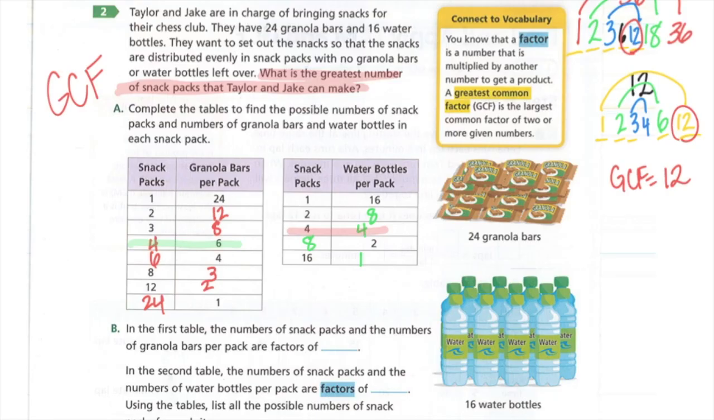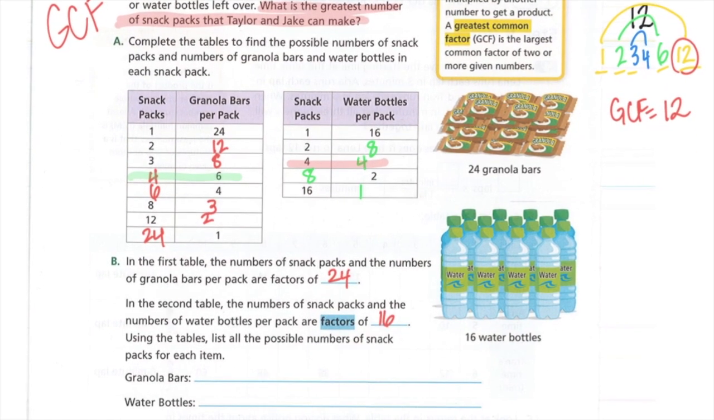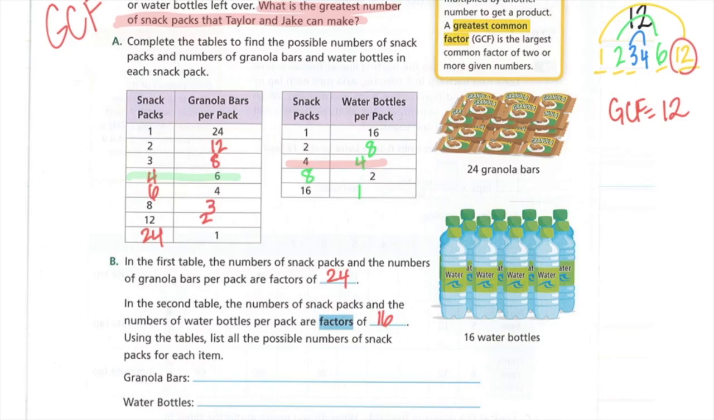Okay? In the first table, the number of snack packs and the number of granola bars per pack were factors of 24, because that's how many we had. In the second table, the number of snack packs and the number of water bottles per pack were factors of 16. They told us we had 24 granola bars and 16 water bottles. That's where I got those from. Using the tables, list all possible number of snack packs for each item.